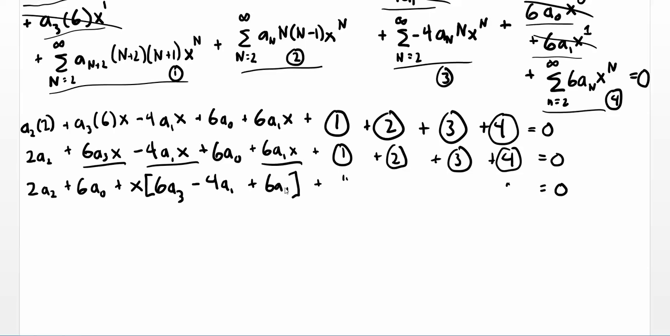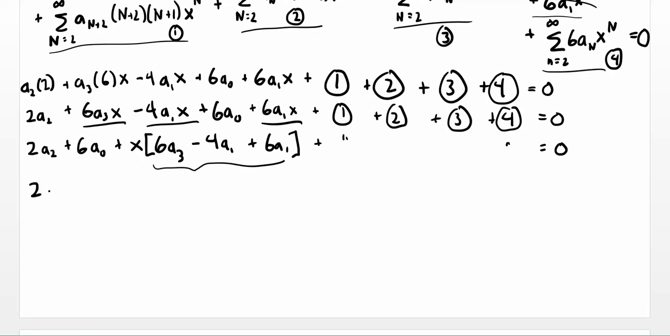Now, if this left side is going to be equal to 0, that means all the coefficients on x have to be equal to 0, and then the constants have to be equal to 0 as well. So we can set up two equations here and get 2a2 plus 6a0 equals 0, and 6a3, adding these two terms, we get plus 2a1 equals 0.